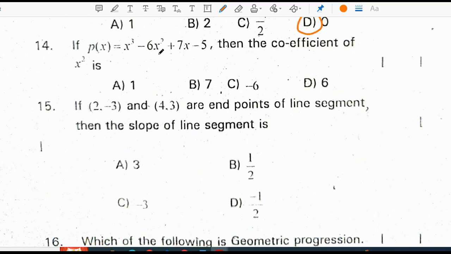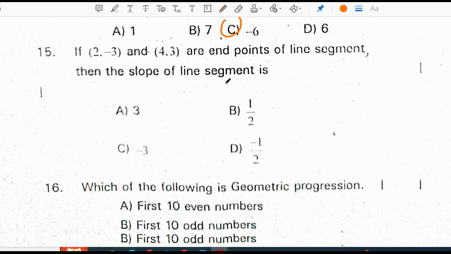If P of x is equal to x cube minus 6x square plus 7x minus 5, then the coefficient of x square is minus 6. Correct option is C.